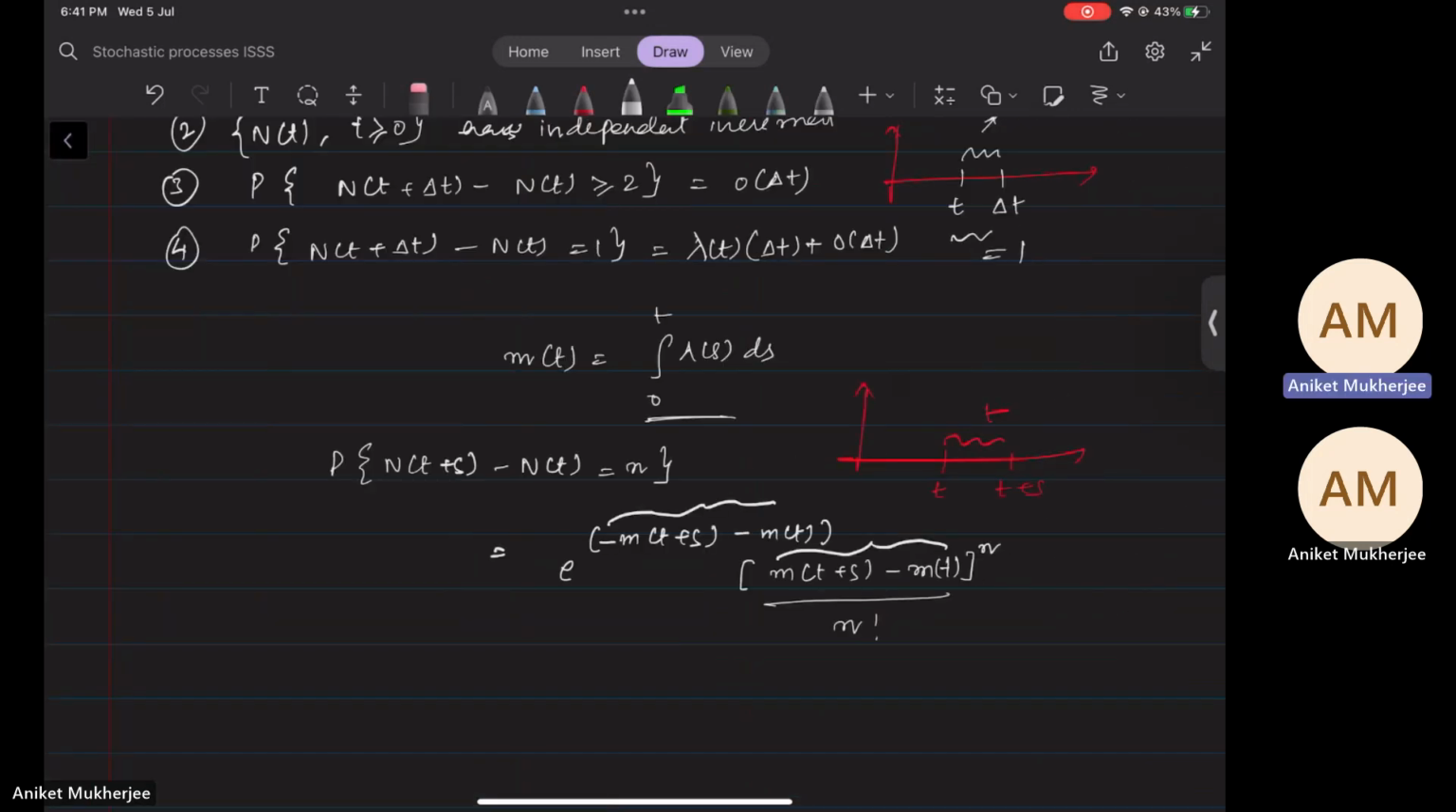So similarly, you would proceed, and this time you try to find P_n(s), where you have P(N(t + s) − N(t) = n). But before all this, you need to fix t, and then find the probability that n events happen in the interval of length s after t.